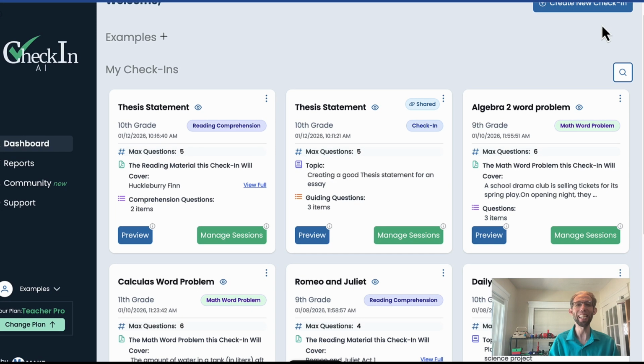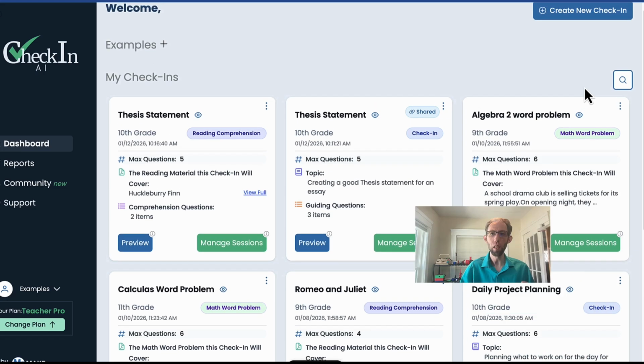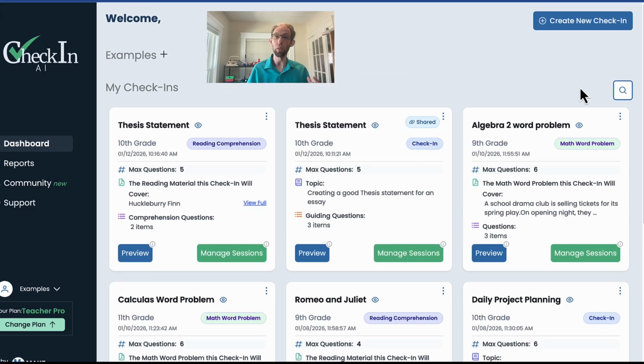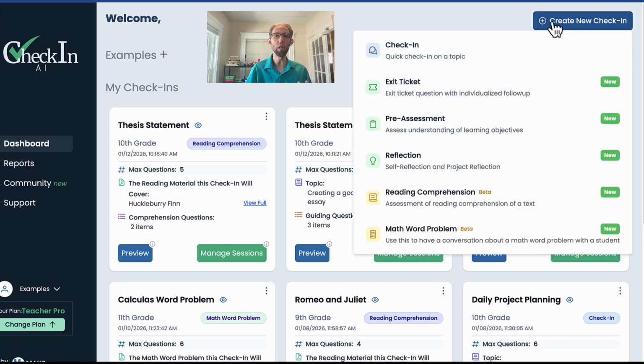I'm now in the Check-in-AI platform, and in order to do a check-in with students, you have to first create it. And there are different types here, okay? There are check-ins, exit tickets, pre-assessments. I'm not going to go into all the details of the difference of each one, but they're designed for specific purposes and specific use cases.